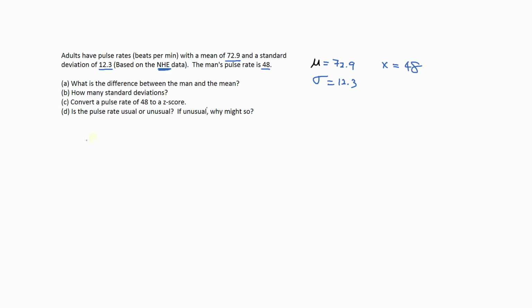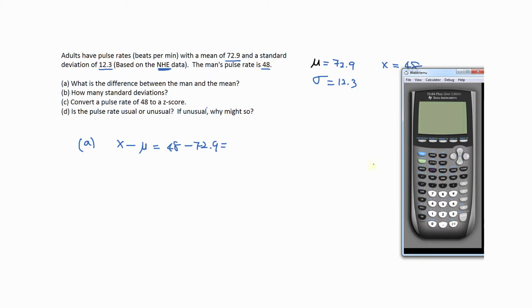So what's the difference between the data value and the mean? So it's 48 minus the mean. Okay, let me actually write everything down. So x minus mu. So 48 minus 72.9, we should get, I think I've done this already. Yes, we should get minus 24.9 as you see in the calculator.